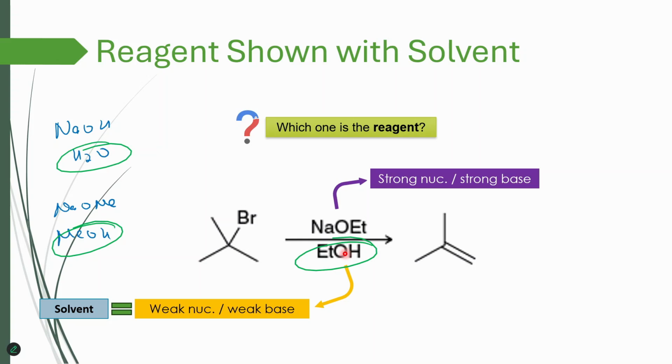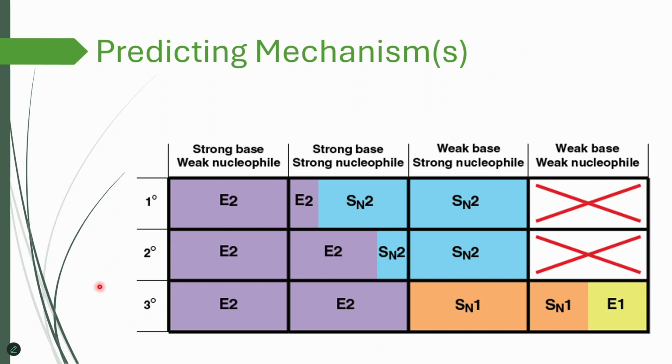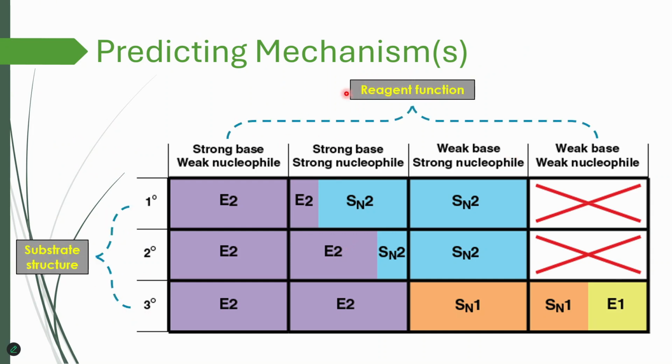And now we are ready to see this chart, and this is how it looks. We already talked about the upper part, the function of the reagent, and this is the substrate structure: primary, secondary, tertiary. We have talked about this in the introduction of alkyl halides, basically depending on the number of beta substituents, right? And so we combine this substrate type, primary, secondary, and tertiary, with the reagent category to predict the mechanism.